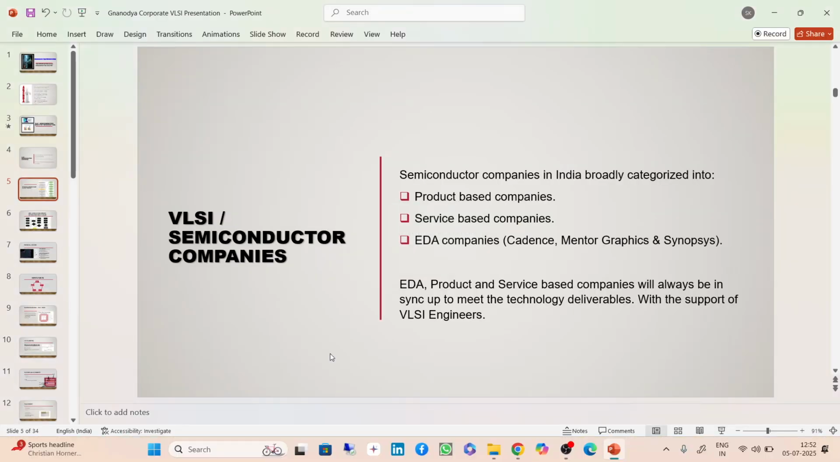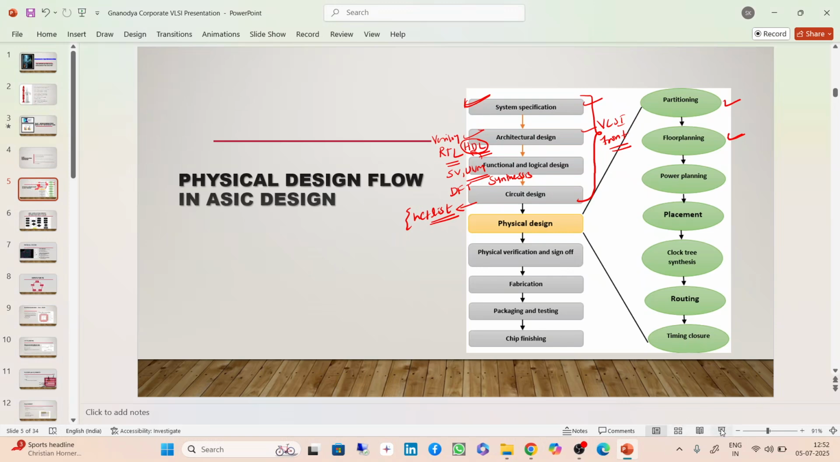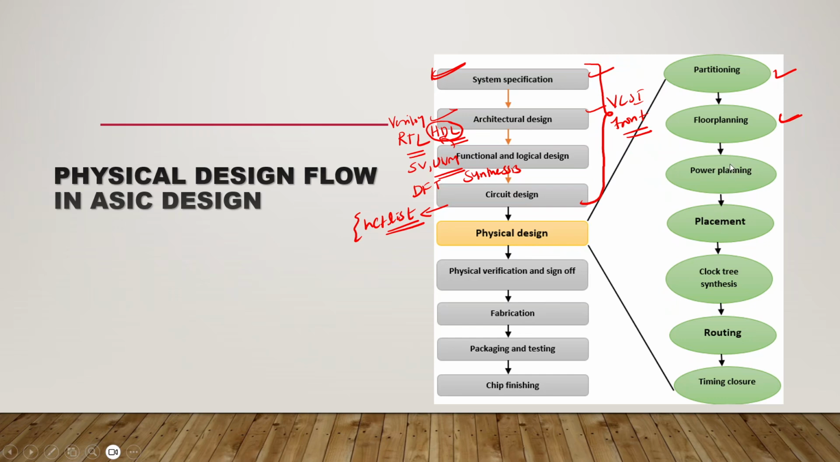So next is power planning. You need to do some power planning. And next you need to do placement. Placement means you need to place some modules here, and some module should come here. After floor planning, you need to do placement. Placement is nothing but placing these modules at a particular place. And you need to do clock tree synthesis.